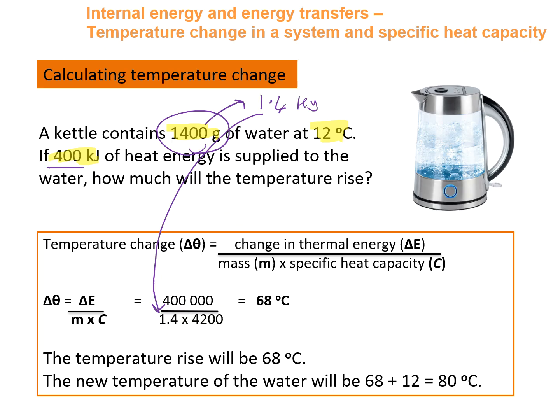The 400 kilojoules, well, the energy needs to be in joules. So that is 400,000. So that goes in here. They've told me the specific heat capacity of water is there. So therefore, I put my numbers into a calculator. I put in my 400,000 divided by 1.4 times 4.2, and I get my temperature change.